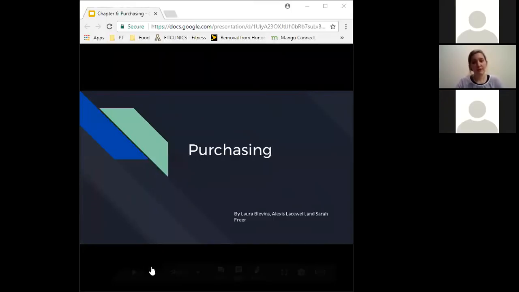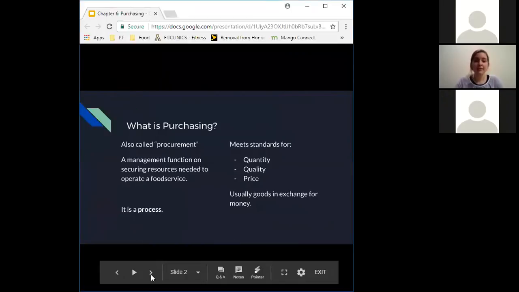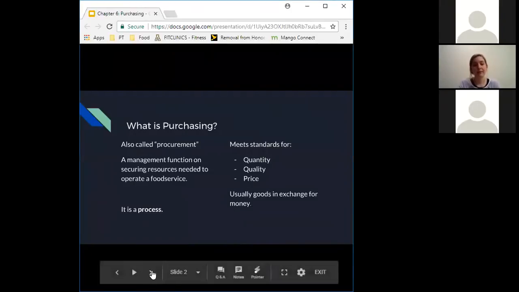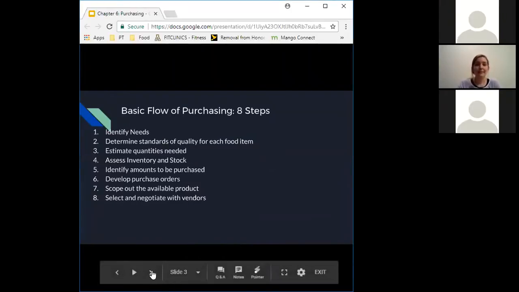So what is purchasing? Purchasing is also termed procurement. It is a process of securing the right product for a facility at the right time in a form that meets pre-established standards for quantity, quality, and price. There are 8 steps to the flow of purchasing.